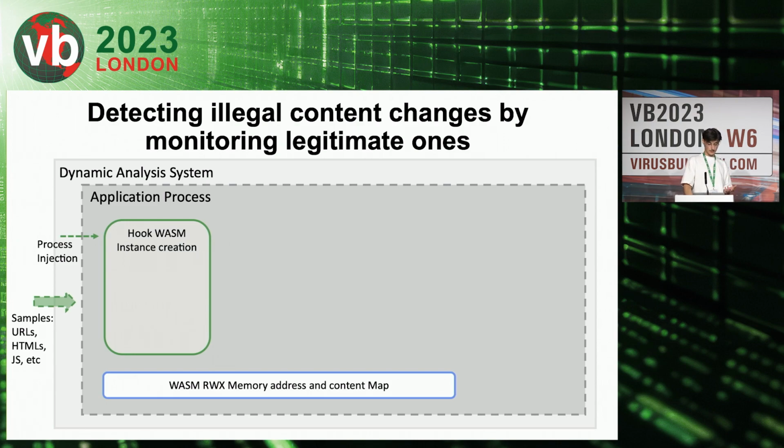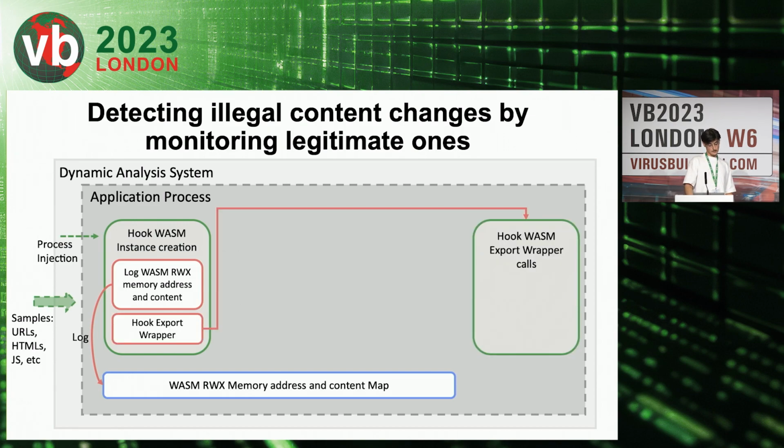The first thing we do when we hook the instance creation is log the current content of that RWX memory, and the second thing is that we're going to hook the export wrapper, because the export wrapper is called when an export function is called from JavaScript, so we want to stop the execution there so we can perform our security checks.